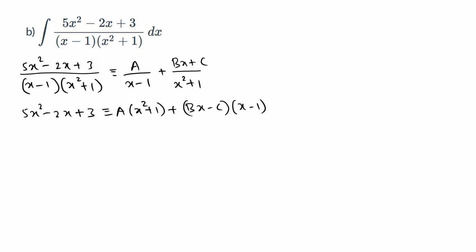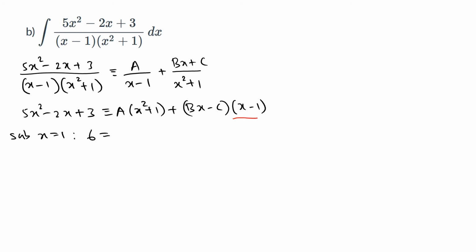When you do a problem like that, you try to use the substitution as much as you can. So in this case, you can use a substitution. You can say substitute x equal 1. So if you substitute x equal 1, what do you get on this side? When you substitute 1, you're going to get 5 minus 2, which is 3, plus 3, which is 6.